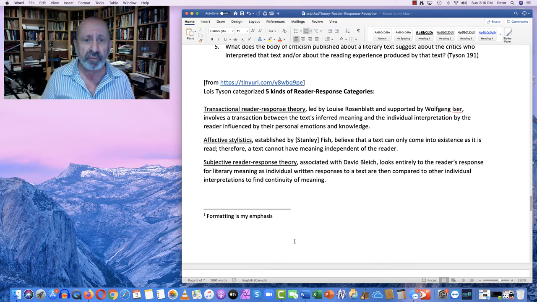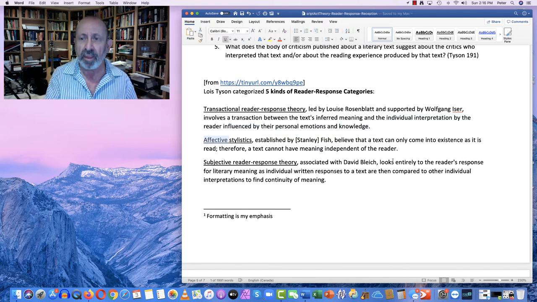So this is from, I think it's a Wikipedia site, but anyway, this is Lois Tyson, talks about five different kinds of reader responses. A transactional one is what I was talking about between the text's inferred meaning and the individual interpretation by the reader, influenced by their personal emotions and knowledge. That's almost a psychological study of how I am reacting to stimuli in the text.